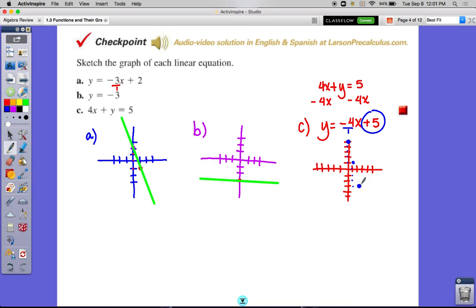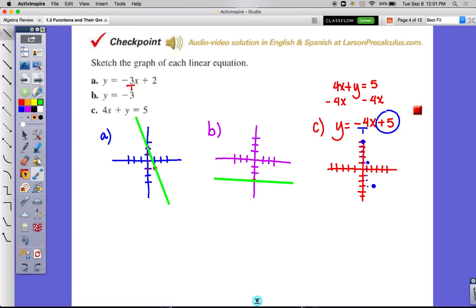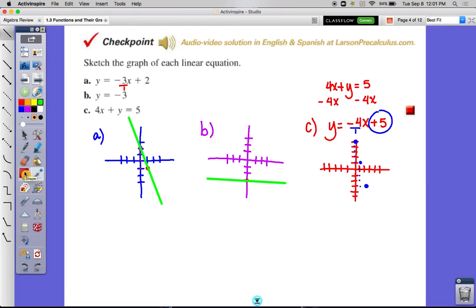This is a little steeper, so it might be a good idea to add that extra point, just for fun. And then you connect those points with a straight line, and that's what your equation should look like when you're done, roughly. All right?